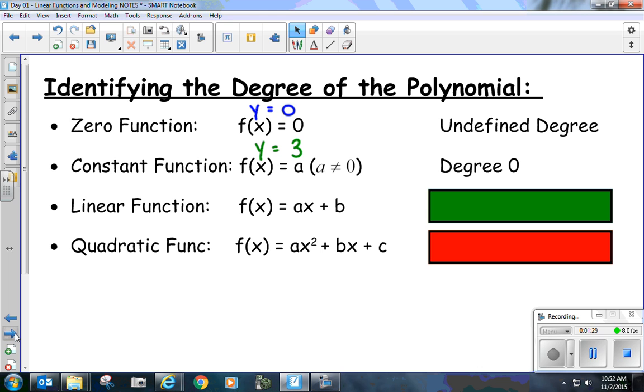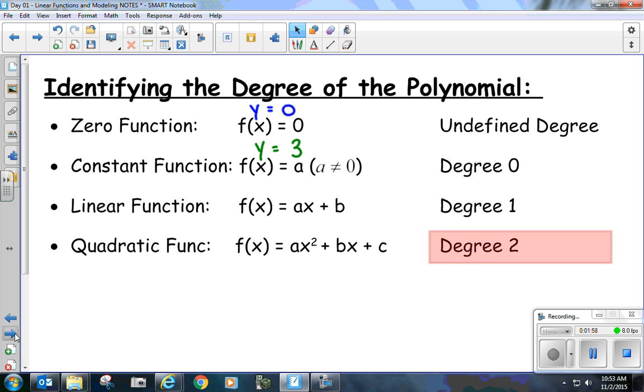Now, linear function. Okay? Linear function. That has a degree of any guesses? 1. There's a degree of 1. Yeah, we're climbing up the ladder here. Lastly, for a quadratic, when you got something x squared plus something x plus c, what do you think that degree is? 2. You're going to climb the ladder.